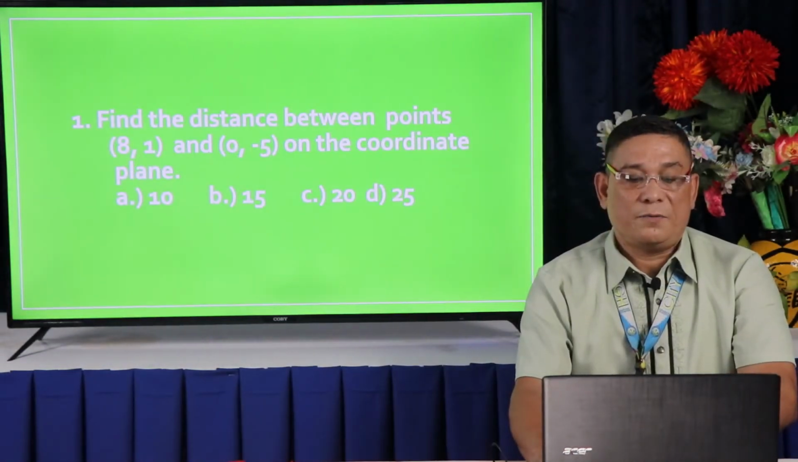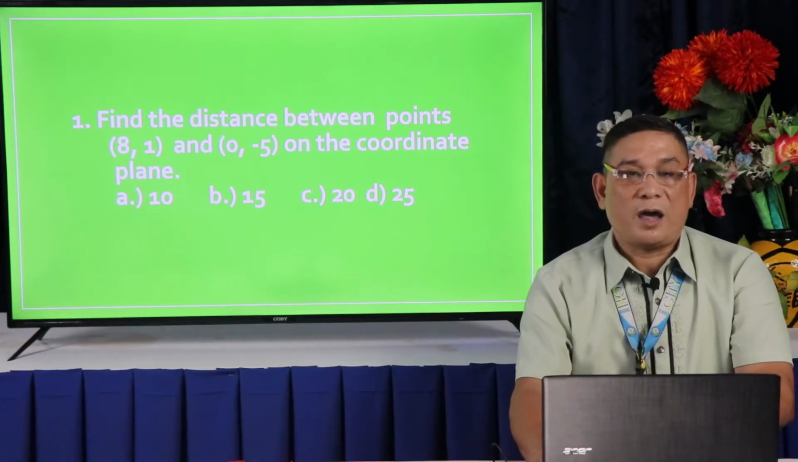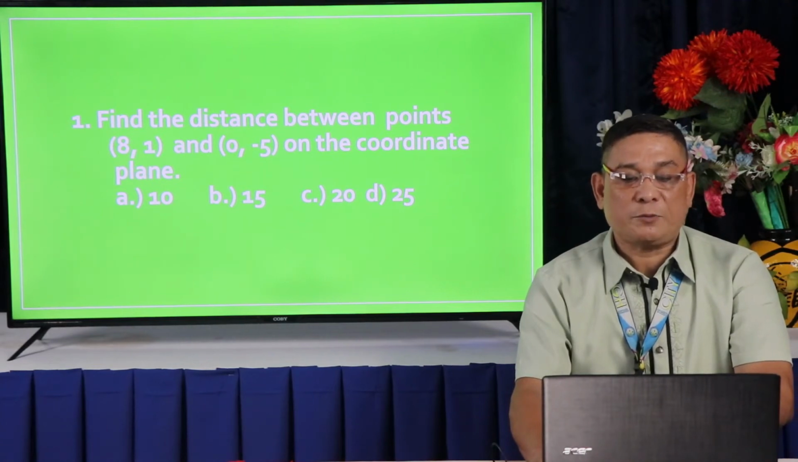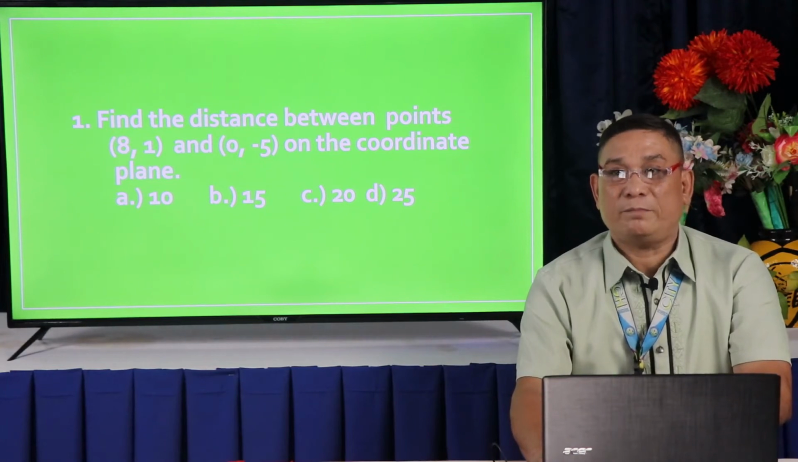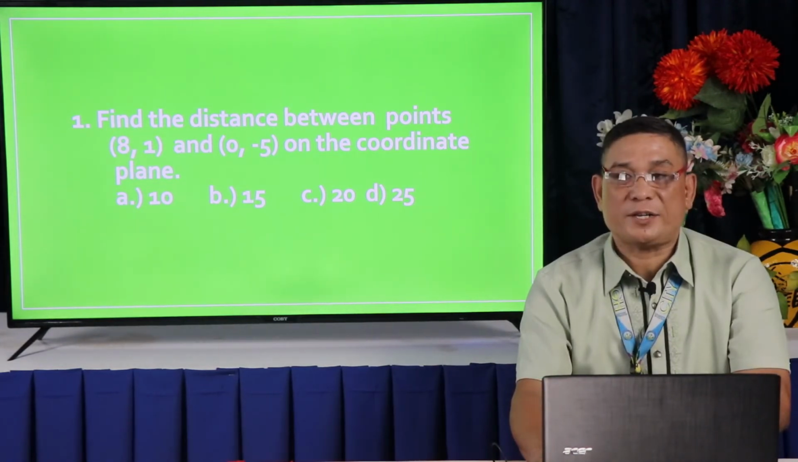Number 1. Find the distance between points (8, 1) and (0, -5) on the coordinate plane. A, 10, B, 15, C, 20, D, 25. You have 5 seconds to answer.